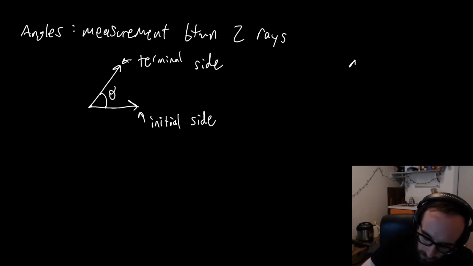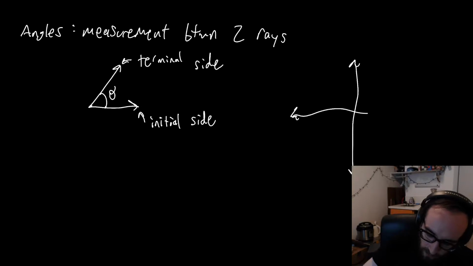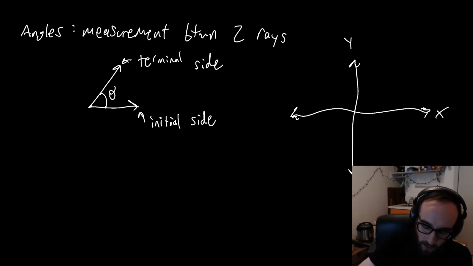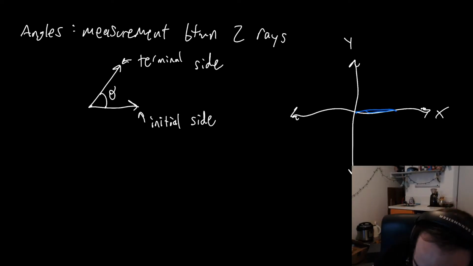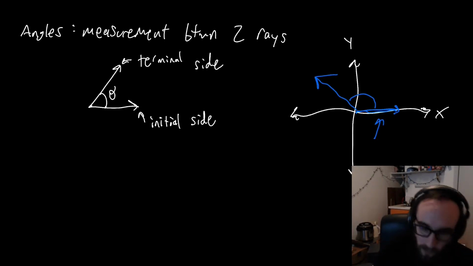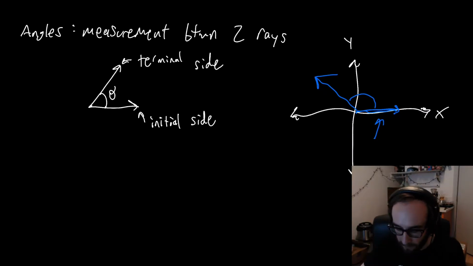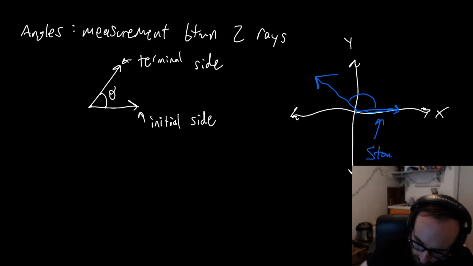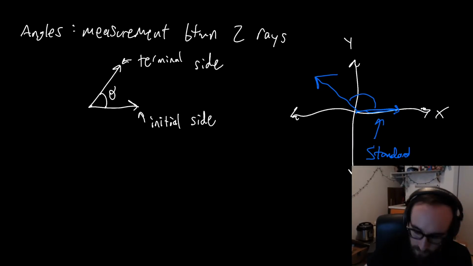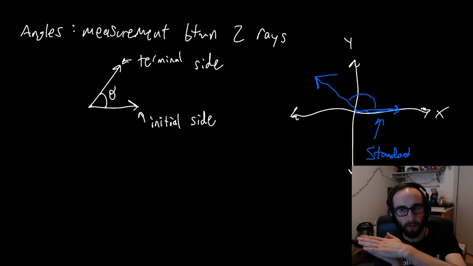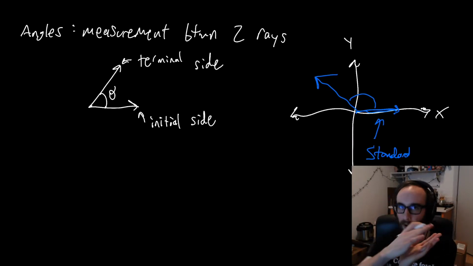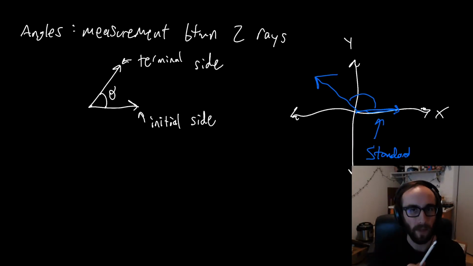And then we're going to be working a lot with angles in the coordinate plane. In the coordinate plane, our angles are almost always going to start on the x-axis. And angles where we start at the positive x-axis, that's called standard position. So we'll be working with a lot of angles in standard position. We're starting with the positive x-axis and then rotating counterclockwise around the coordinate plane.